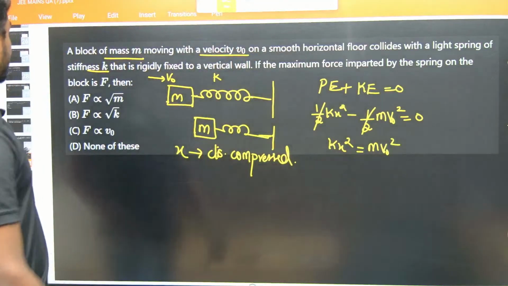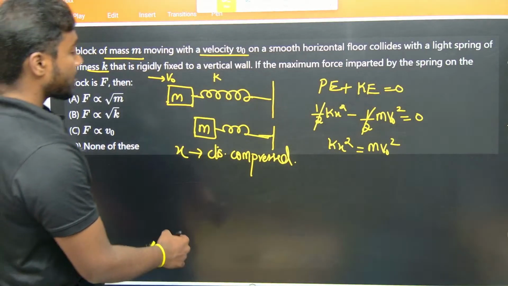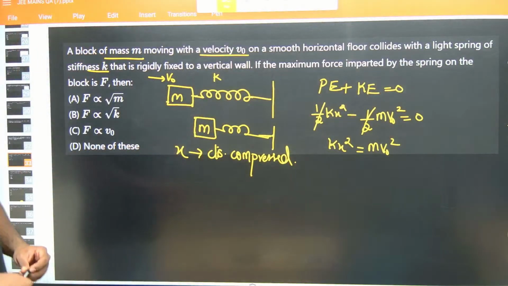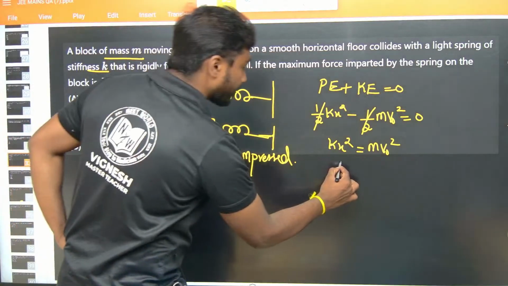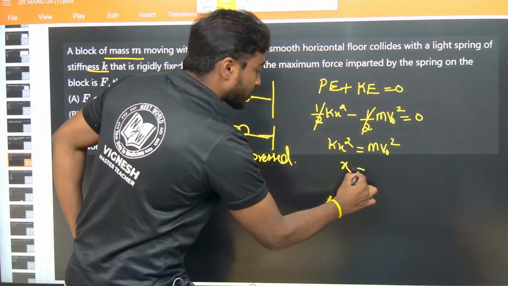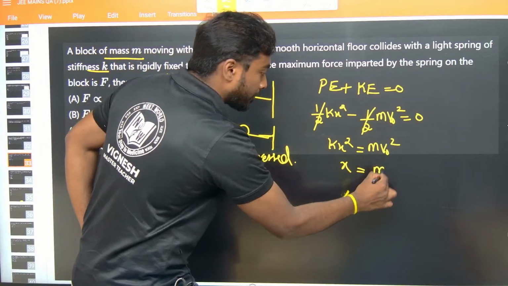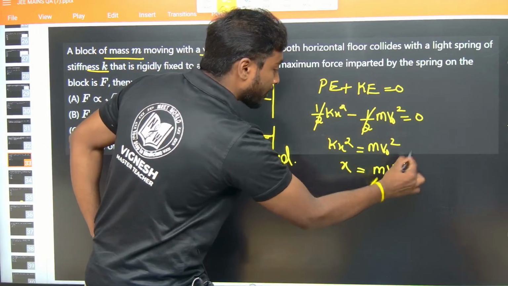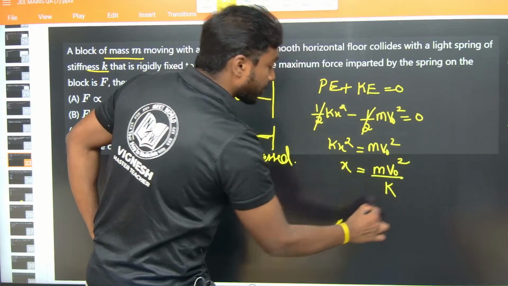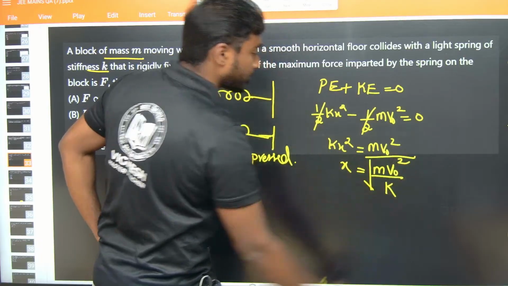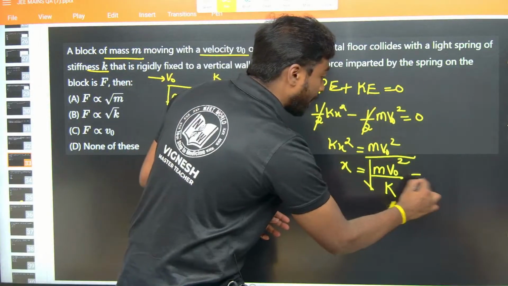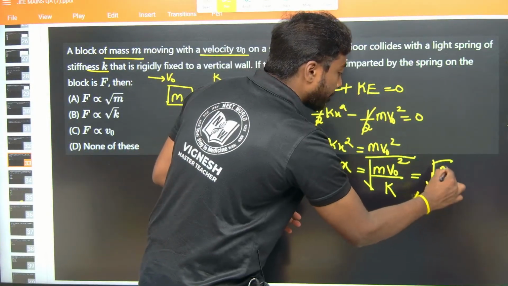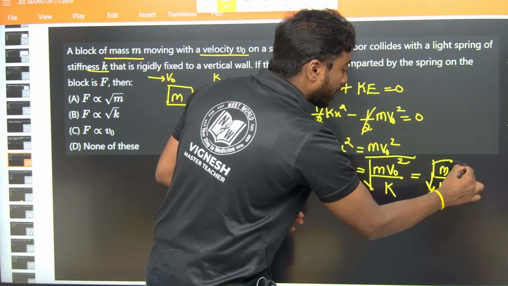So what are they asking? Force. So what can I do here now? I can take x equals under root of m v naught square by k. So I can take v naught outside: x equals root m by k into v naught. That's it.